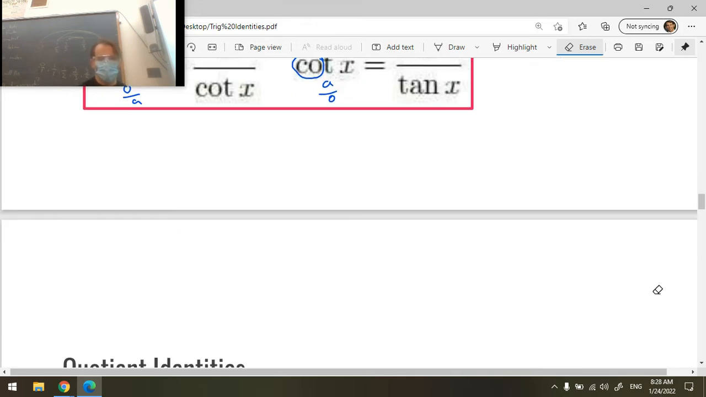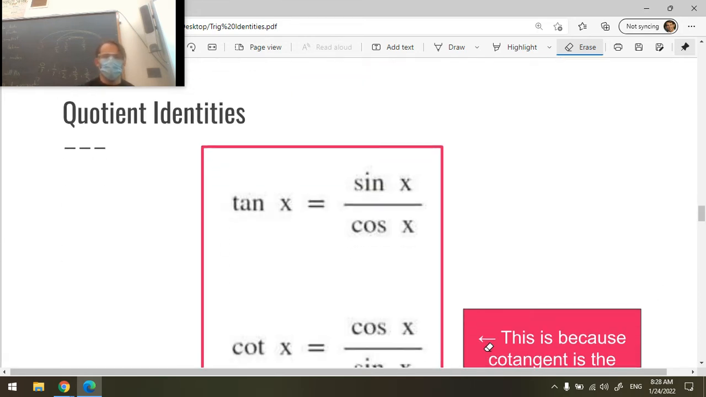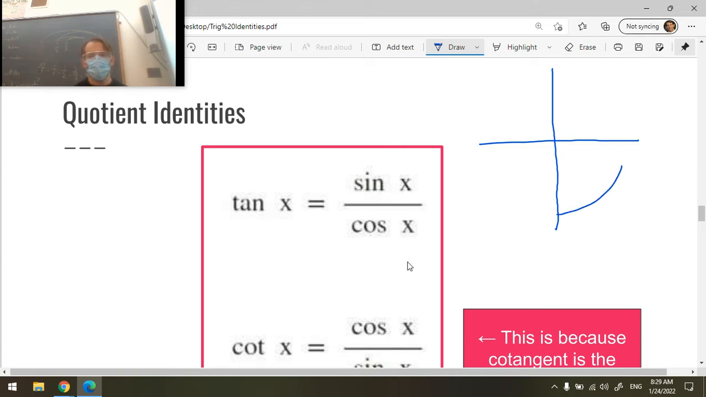Now let's keep going. So now the quotient identities: it actually turns out that tangent is sine divided by cosine. And we can prove this is true. Let's take a look at the unit circle. The unit circle looks like this. You may want to sketch a unit circle here just to recall. It's a circle with radius 1.